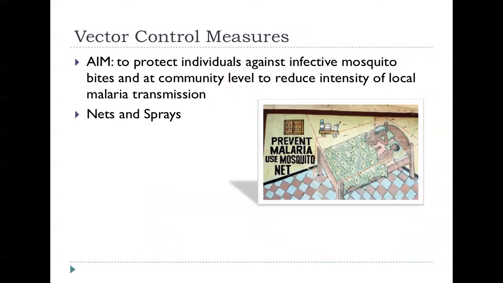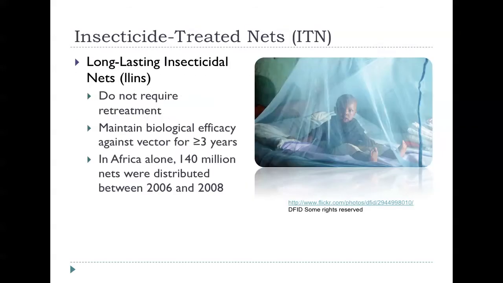So we can control the vector, and the aim here is to protect individuals against mosquito bites, and at the community level we hope that we can reduce the intensity of local malaria transmission. Basically there are two options: nets and sprays. You can use mosquito repellents as well, but those are a minor component. The two big things are using nets and sprays.